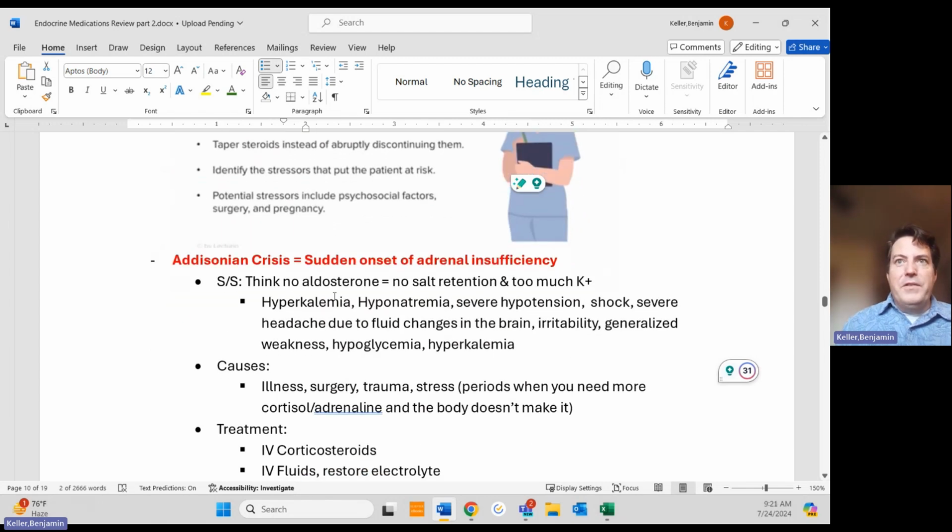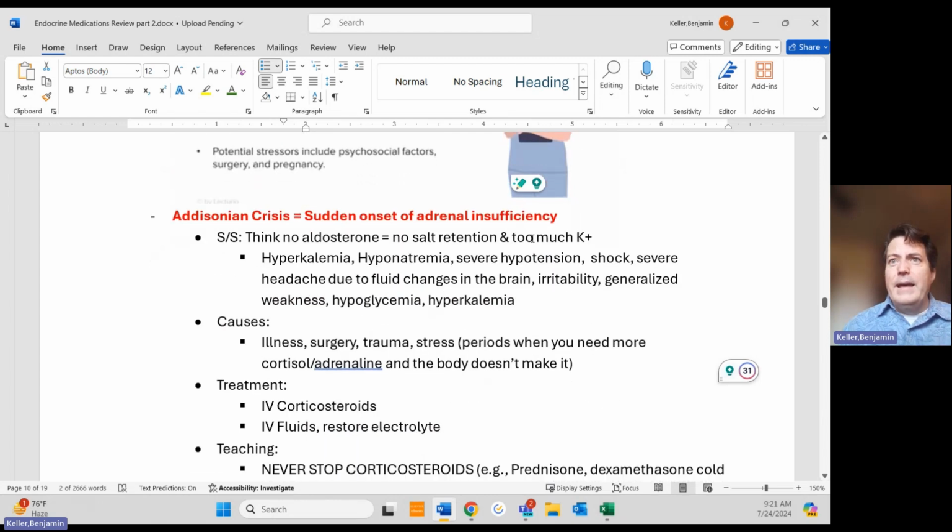You can also cause it from stressors like pregnancy, surgery, illness, things like that. And its signs and symptoms are going to be from no aldosterone. So if you have no aldosterone, you're not retaining salt, and it means you've got too much potassium. So you've got hyperkalemia, too much potassium. You're not retaining salt, so you have hyponatremia. You have severe hypotension. You've got shock, severe headache due to the fluid changes in the brain because of the salt. You have irritability, generalized weakness, hypoglycemia, and again, hyperkalemia.